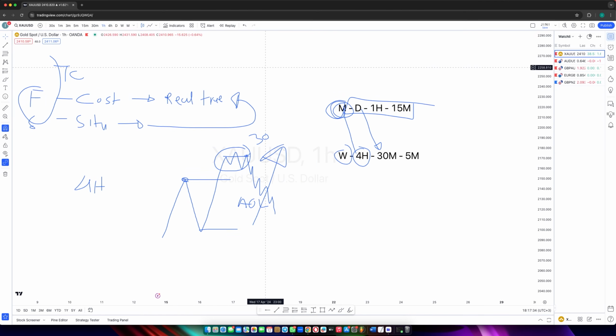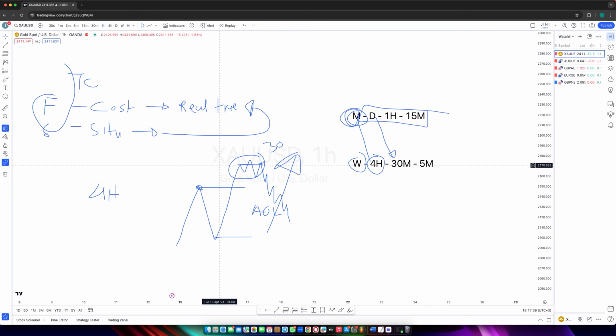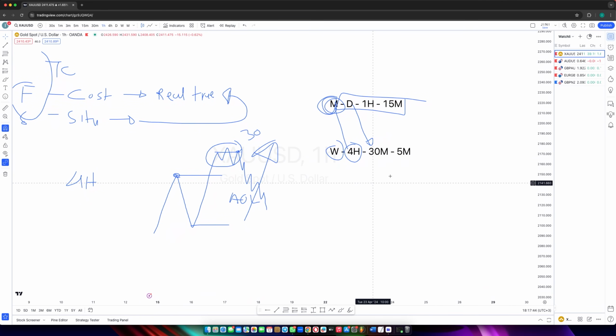Okay, so after knowing this time frame coordination, what I can say is that many traders trade intraday trades. So if you want to take intraday trades, you can't use monthly as your constant time frame. But also if you want to take intraday trades, you can't use 4-hour weekly as your constant time frame. So what to do if you want to trade intraday?